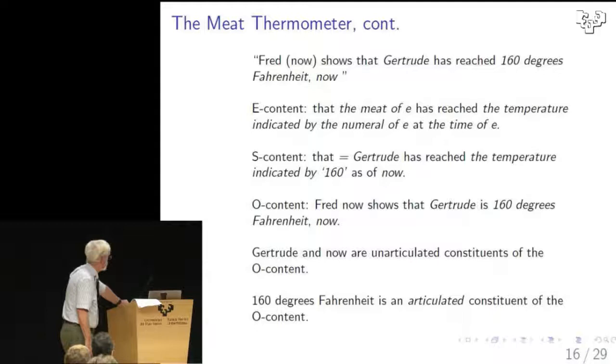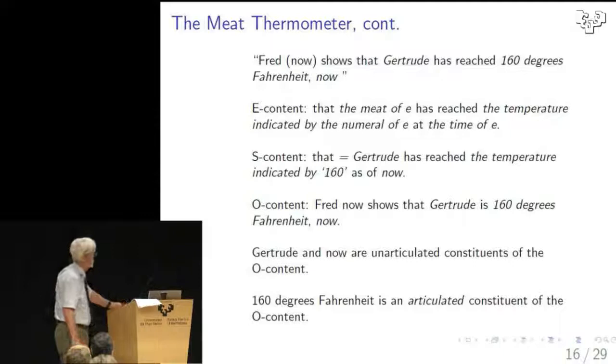And the S content is that Gertrude, that is, you fill in that Gertrude, the hunk of meat, has reached the temperature indicated by 160 as of now. The O content, Fred now shows that Gertrude is 160 degrees Fahrenheit now. Now remember, the content is just the part after the that clause.